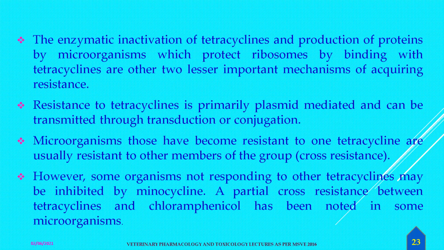Underdosing may be happening, or sometimes partial cross resistance between two bacteria occurs, especially when they come in close contact. The plasmid will be exchanged from the resistant bacteria to the sensitive bacteria, and the sensitive bacteria becomes resistant. Especially in Staphylococcus and Streptococcus, Klebsiella, E. coli, and many more organisms adopt this particular method. Then partial cross resistance between tetracycline and chloramphenicol has been noted in some of the microorganisms.